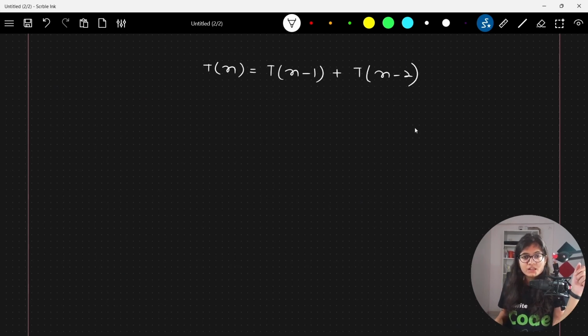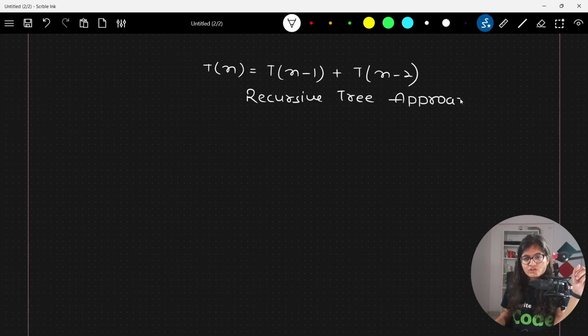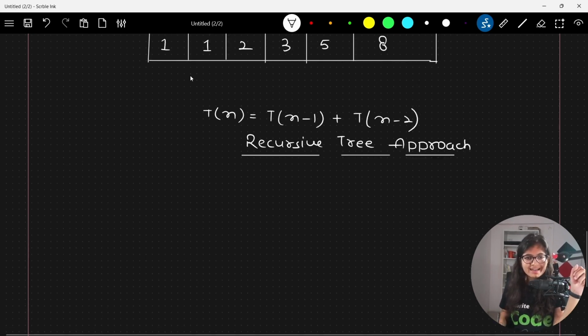Can we say? If I try to solve this, because here I have more than 2 recursive terms, I can solve this using the recursive tree approach, right? The recursive tree approach. How can we solve that? So this is what we are getting as the recurrence relation.